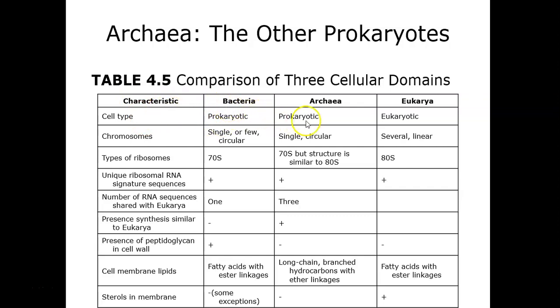So as you can see, the bacteria and the archaea are both prokaryotes, whereas the eukarya are eukaryotes. Bacteria and archaea both have these small circular chromosomes, whereas eukarya have several linear chromosomes. The bacteria and the archaea have 70S ribosome sizes. The eukarya has what they call an 80S. But the archaea, even though they have 70S, their structure is much more similar to the eukaryotic ribosome.